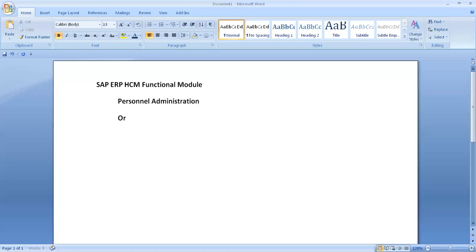The next module is organizational management. This is the module that we are going to start today. These are the organizational management sub modules. So let's understand what is organizational management.